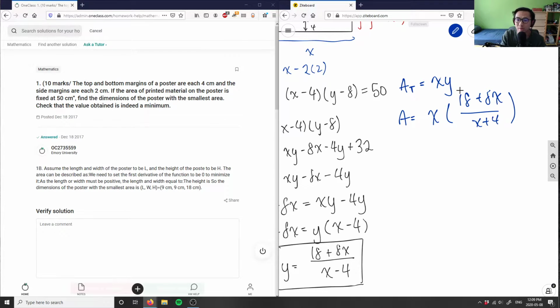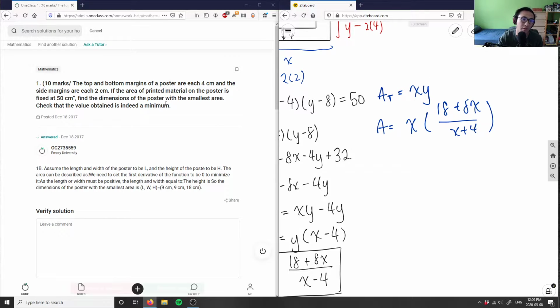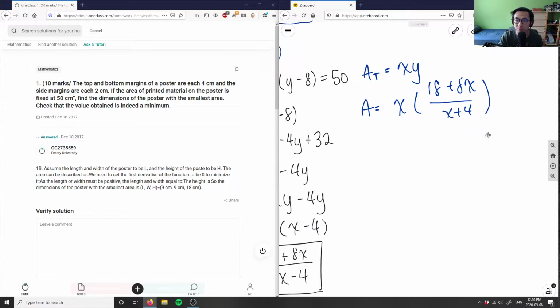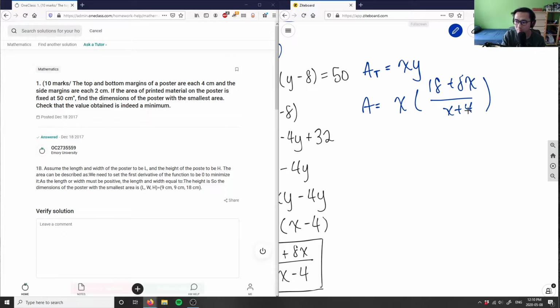And then what I can do now is take the derivative, right? Because I want to take A prime of x to solve and minimize our area. Again, it says here, find the dimensions with the smallest area, which means it's an optimization question, which means I'm going to have to find the derivative of this guy here. So let me do that.